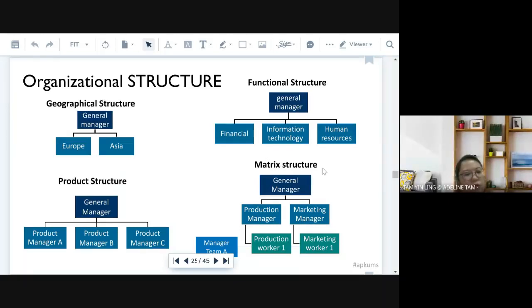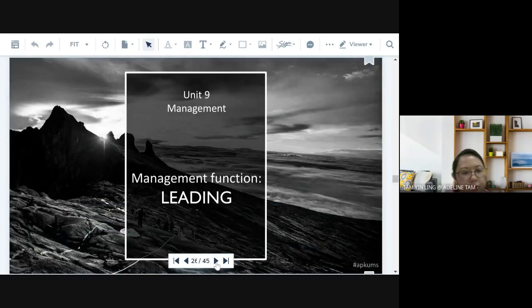Matrix structure means we have more than one structure in one company, but this is more stable normally for bigger companies, companies that have so many workers, so many things to do. So this is what we can see in a big company. All right, so that is for controlling.